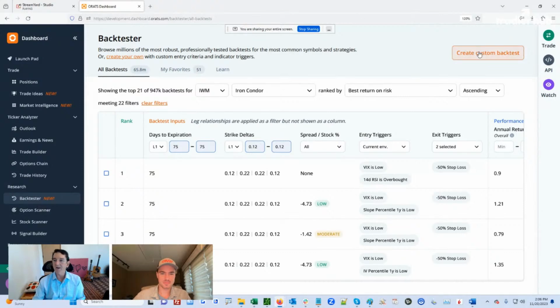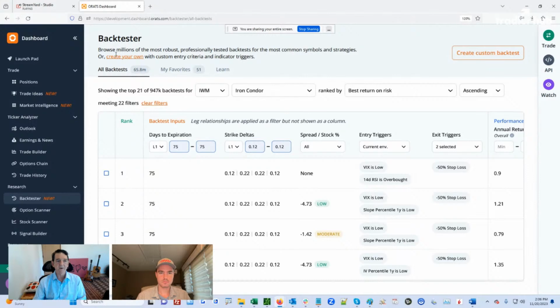So one is you could create a custom backtest. If you're doing something like you want to create different technical indicators, or you could even plug in your own entry dates and exit dates. So this is really a customized backtest, is one way.